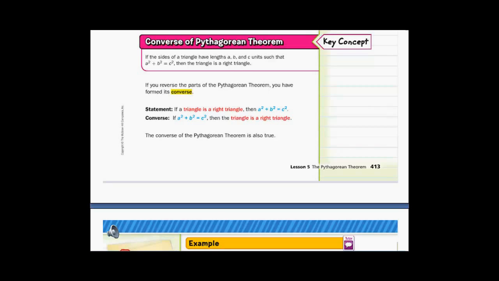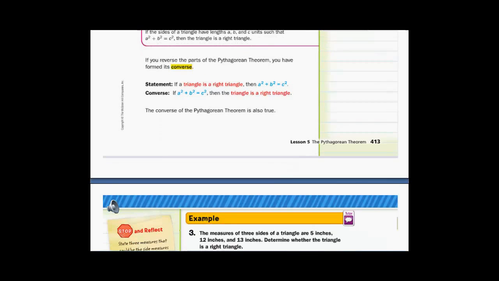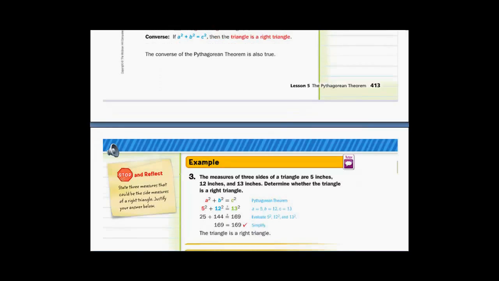Basically saying the same thing, but remember whenever we talked about proofs a couple lessons ago, it's just saying if you have one, then it's the other. Well, what if you have the first one? Well, then it's now the second one. So don't let that confuse you. It's still the same. Let's talk about an example.